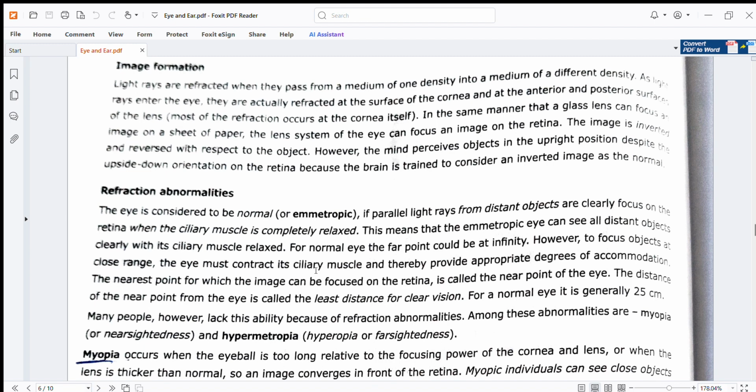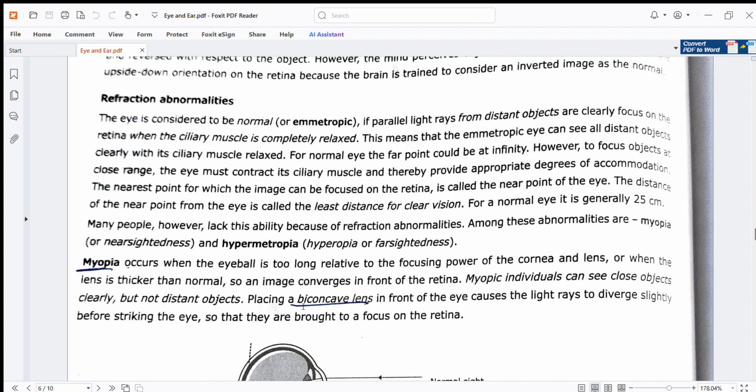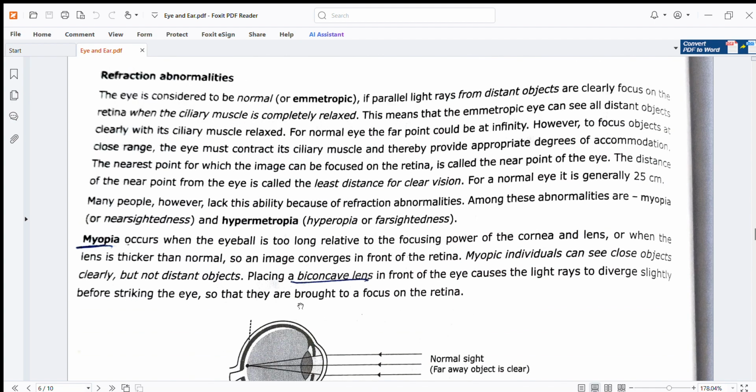Refraction abnormalities. Eyes are considered to be normal, or emmetropic, if the parallel rays from distant objects are clearly focused on the retina when the ciliary muscle is completely relaxed. This means that emmetropic eyes can see all distant objects clearly with the ciliary muscles relaxed. For a normal eye, the far point could be at infinity.